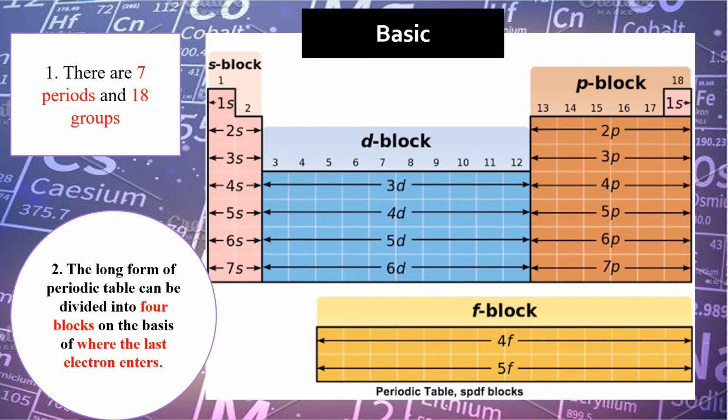Tips and tricks to identify the group and the period. So the basic things first we will understand. There are 7 periods and 18 groups. So the long form of the periodic table can be divided into 4 blocks on the basis of where the last electron enters.